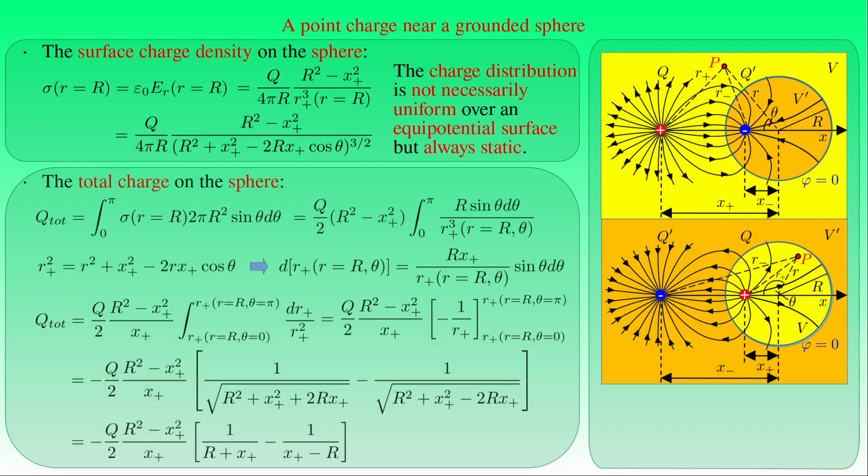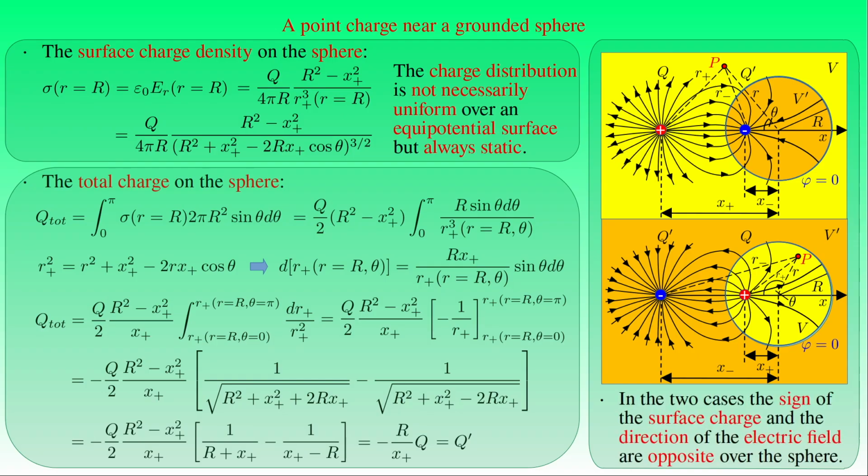If we simplify this expression, then we find that the total charge over the surface of the grounded sphere is equal to minus the radius capital R over x sub plus, times q, that is the image q prime, as we expected. We note that in the two cases of the induced charge outside or inside the sphere, the sign of the surface charge q prime and the direction of the electric field E are opposite over the sphere, as in the previous examples of charged lines and conducting cylinders producing electric fields with cylindrical equipotential surfaces.